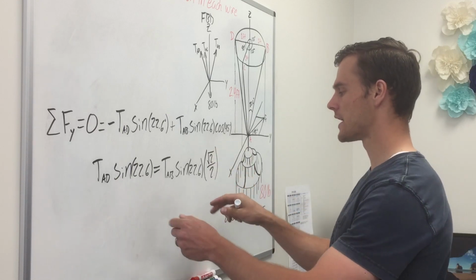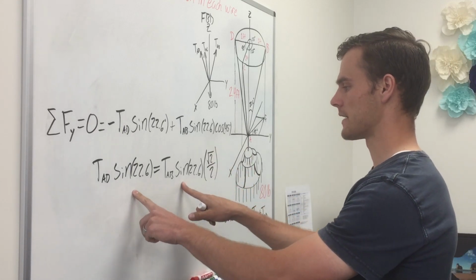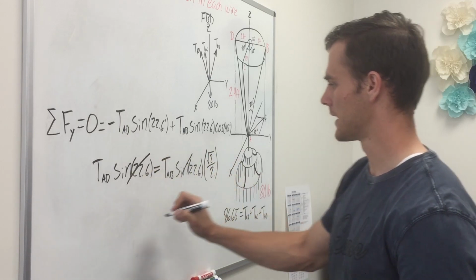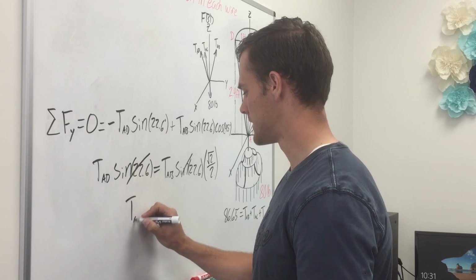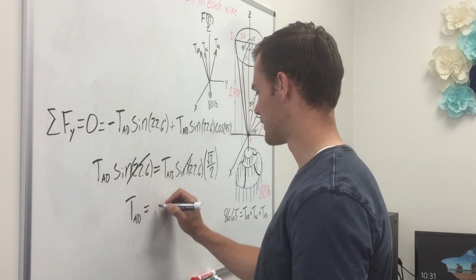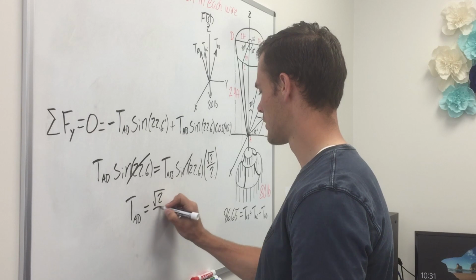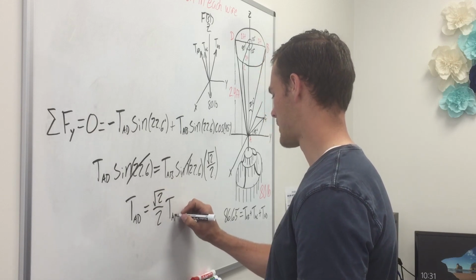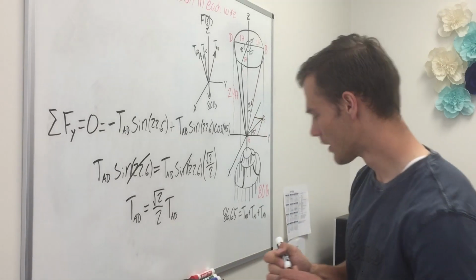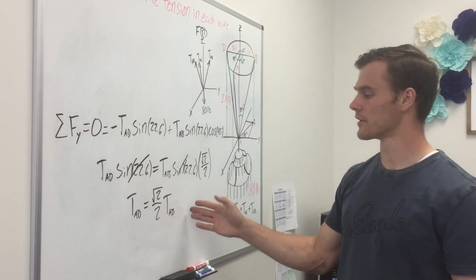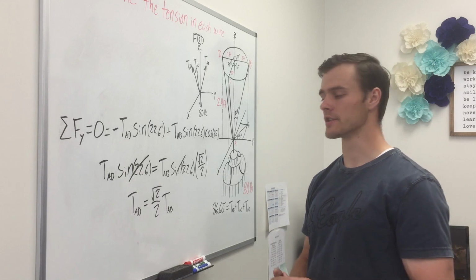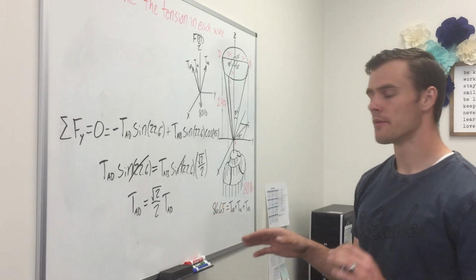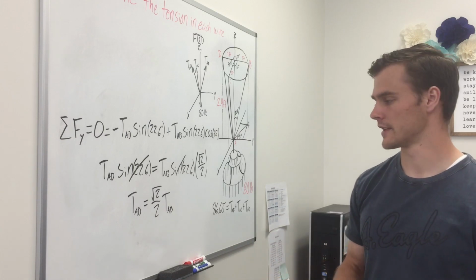And you'll notice on both sides it's being multiplied by sine of 22.6, so we can cancel that out, and we end up getting that TAD is equal to the square root of 2 over 2 times the tension in the wire AB. Alright guys, so there we have another equation that we can use in our system of equations to solve for unknowns. And you'll notice that it only has two of the variables, but that's going to be okay, it's going to work out in the end.